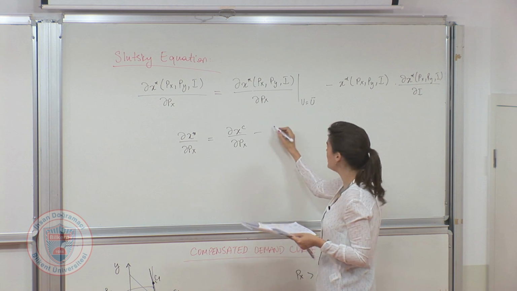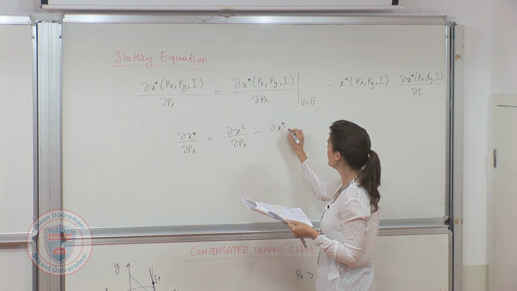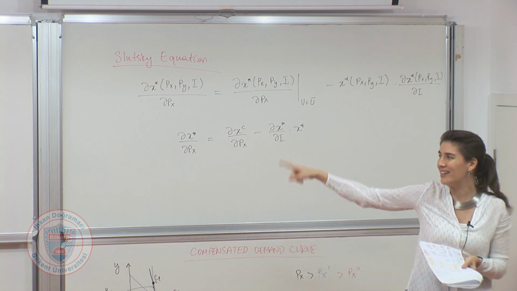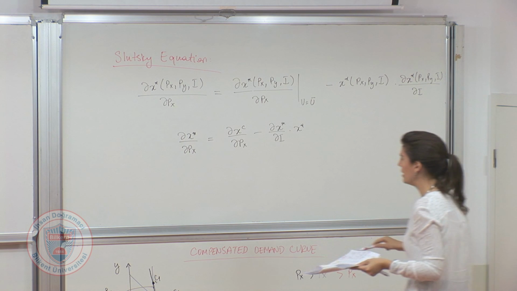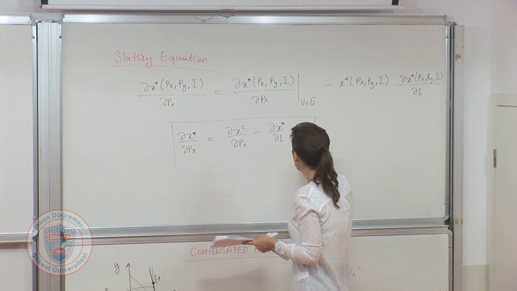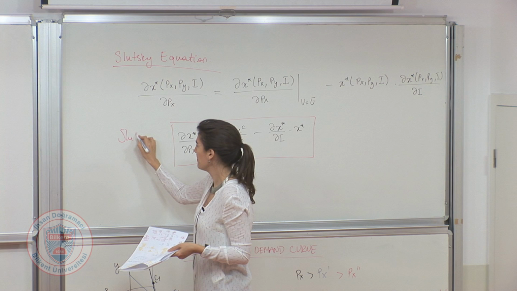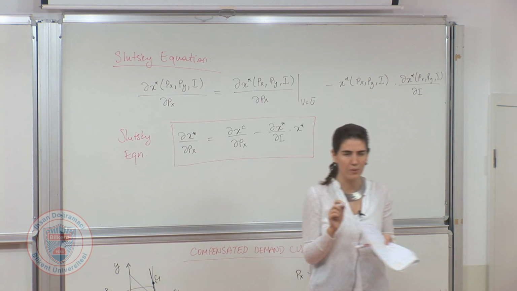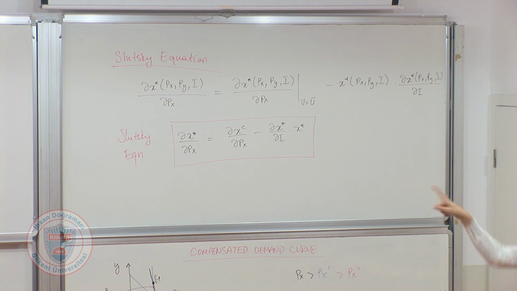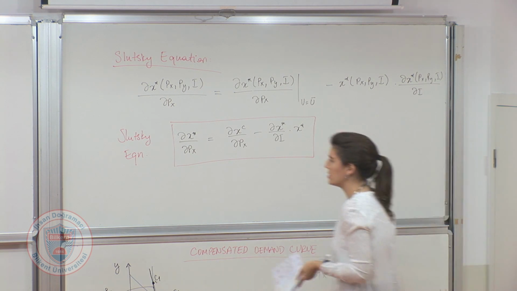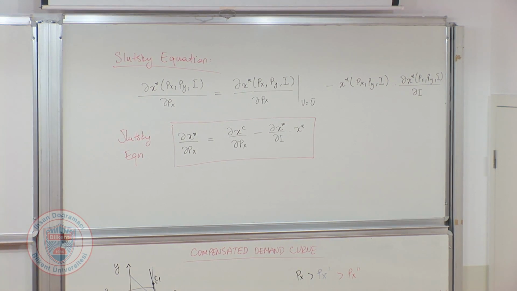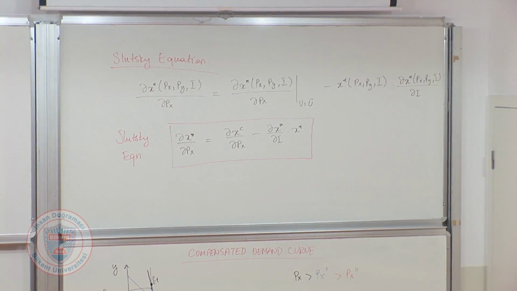Minus, so basically del x star over del I times x star, okay? So here is how we get it. This is the Slutsky equation, okay? So just use this one, but you know where it comes from. Because they are equal to each other to begin with, for small changes in px they will be equal to each other. So that's actually the Slutsky equation, okay?